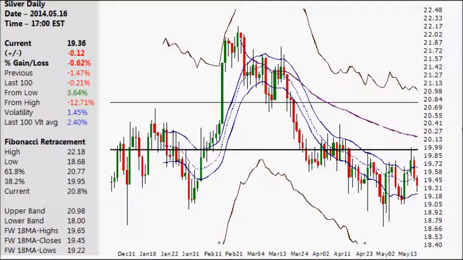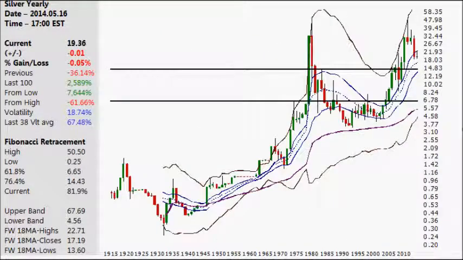Let's now move on to the more longer term chart, which is a yearly chart going back to 1915, and price action, they were down a penny for the year, so it was 1937 the close. Volatility 18 3/4%, the last 38 average, which takes us back to 1968. Well, that's 67.48%. That's quite high, yet we've had not much this year. Of course, the volatility's been low.